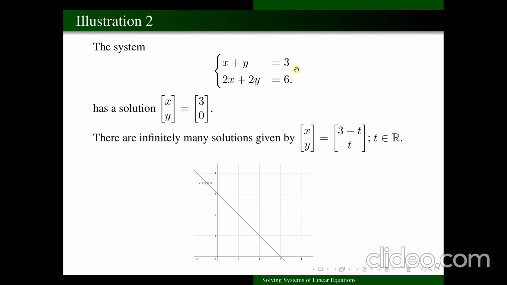This is because, as we can observe, the second equation can be obtained from the first equation by multiplying both sides of this equation by 2. Consequently, the graph of the first equation and the second equation are the same. And so the graph of the system is represented by two lines that coincide.